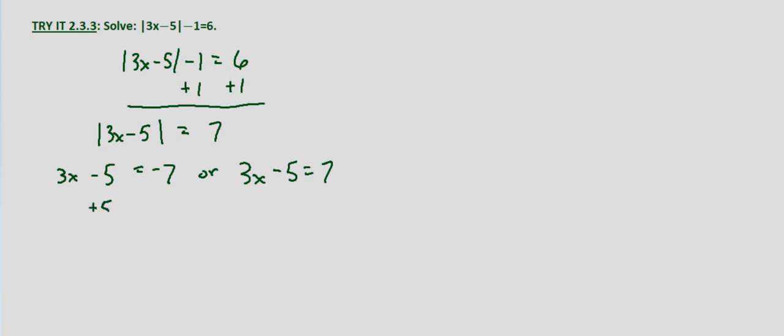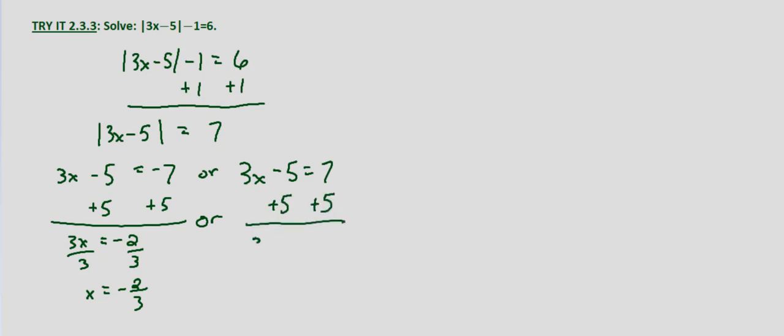Add 5 to both sides. We get 3x equals negative 2. Divide both sides by 3. We get x equals negative 2/3. Or add 5 to both sides: 3x equals 12. Divide both sides by 3, and we get x equals 4. So x equals negative 2/3 or x equals 4.